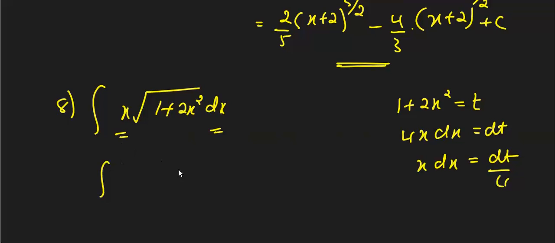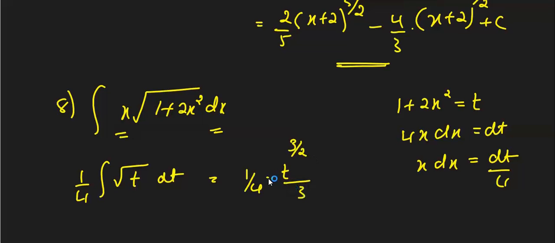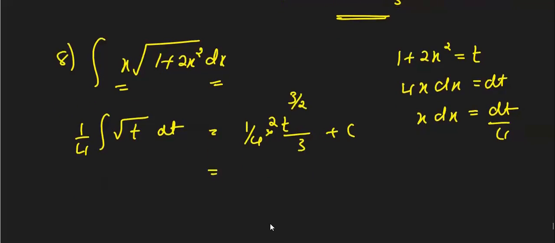So here integral x dx is to be replaced by dt by 4, and this term, that is under root of 1 plus 2x square, that is considered to be t, right? So if we integrate this, t to the power half plus 1, that is t to the power 3 by 2, divided by 3 by 2 plus c. So the final answer is, if we simplify over here, that is 1 by 6 into t. What is t? 1 plus 2x square whole to the power 3 by 2 plus c.